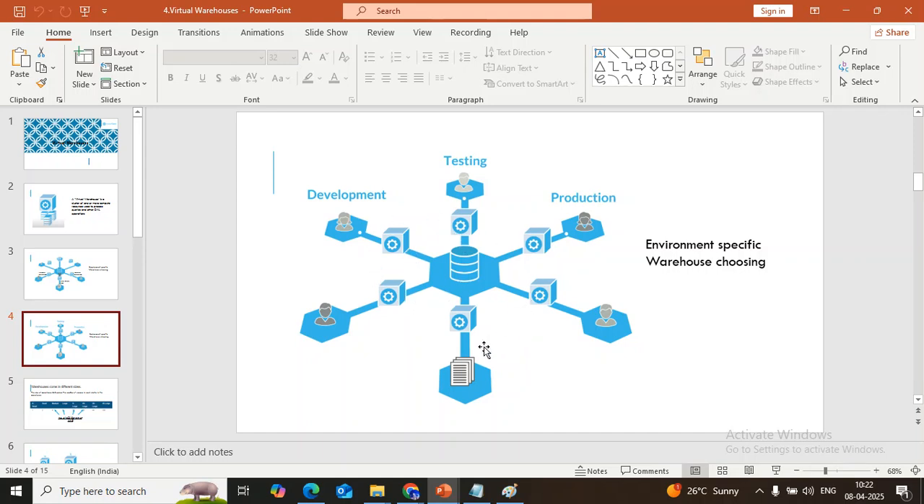I already mentioned environment-specific warehouse choosing: production, testing and development. So we have created three warehouses, for production, testing and development. Got some idea?